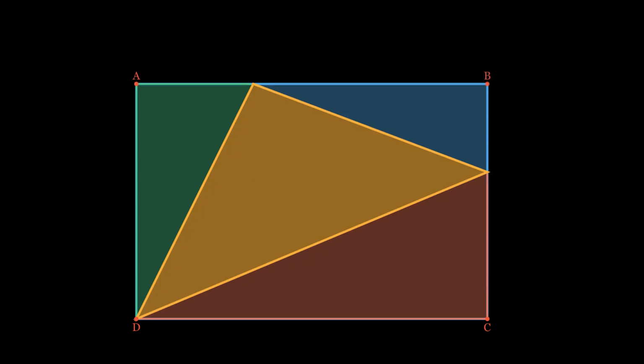Let's label the corners of our rectangle with the letters A, B, C, and D. Each corner forms a right angle, which is fundamental to our rectangle.